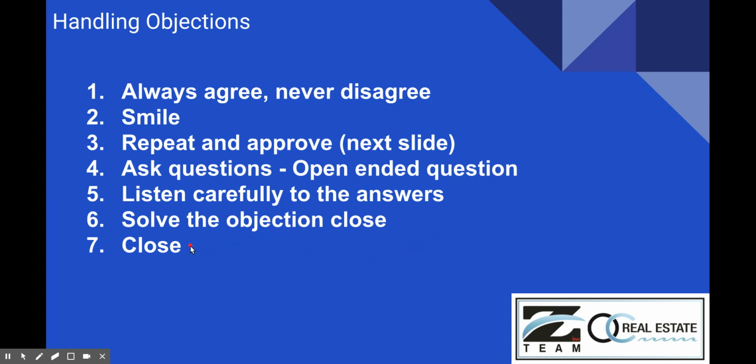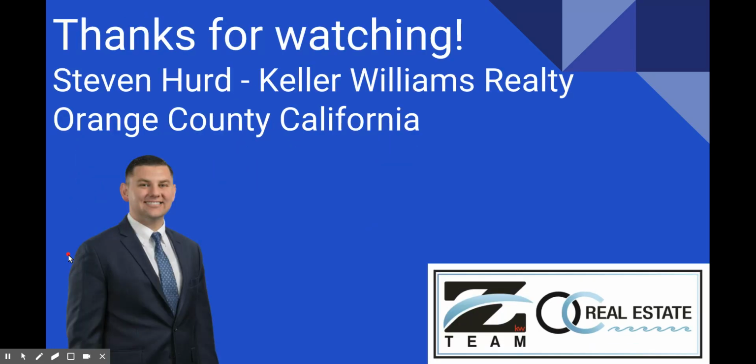"Terrific. When is the best time for us to get together and show you what we do to sell homes for 102% of the sales price? Are you available this Friday afternoon, or would Saturday be better for you?" So that's the 7-step process to handling objections, and I hope this was helpful to you.